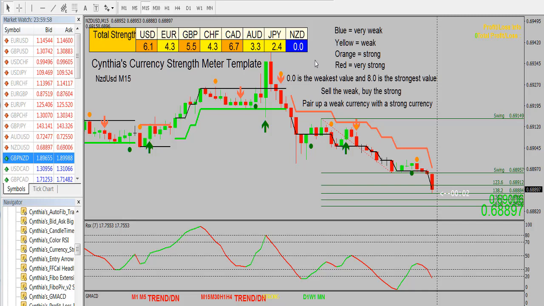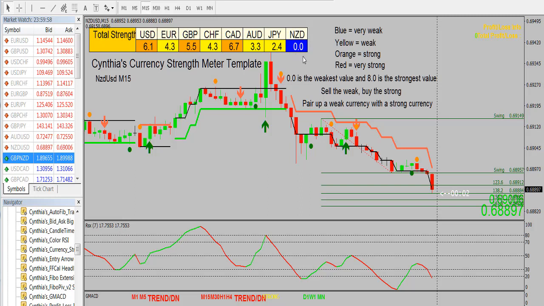So most of the time they're going to fluctuate between yellow and orange, weak and strong, and then during movements of extreme volatility, which usually comes from a political or an economic news event, then you'll see some blue or some red. Those are extreme values. So the idea is that you're going to pair up a very weak currency with a very strong currency, or you're going to pair a medium weak with a medium strong.